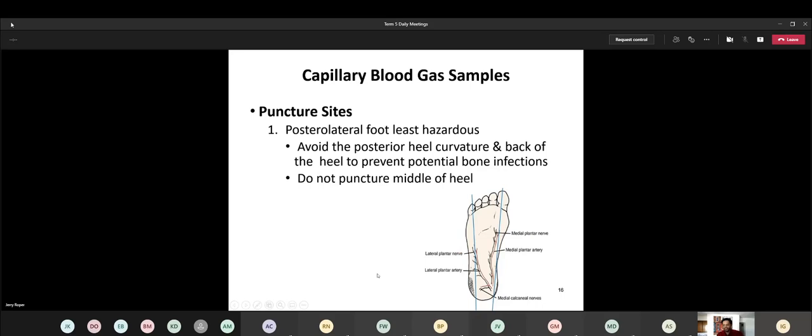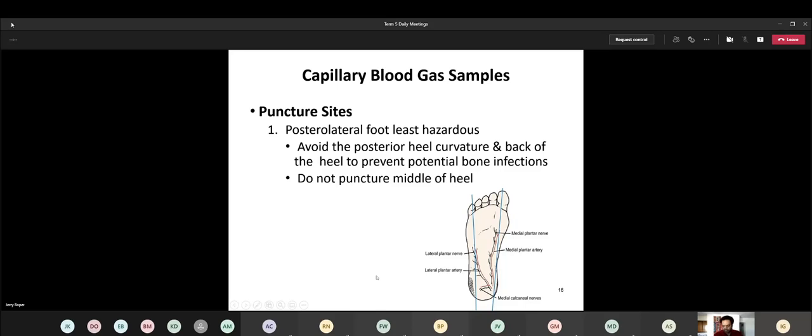So now, when it comes to doing your heel stick, there are areas that we have to stay away from, and then there's just this zone that we focus on. So first, don't puncture the posterior heel curvature. That would mean literally the back of the heel. You don't want to stick a needle or a little lancet there and try to get your sample. As you can see, that can lead to possible bone problems for this child. And we definitely don't want to poke anywhere in the middle of the heel either.